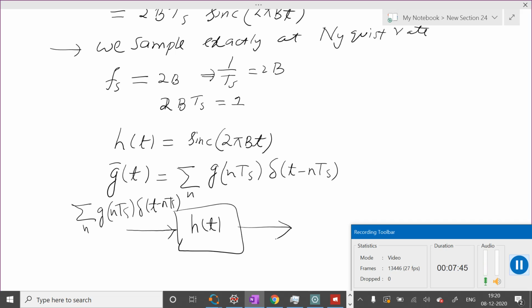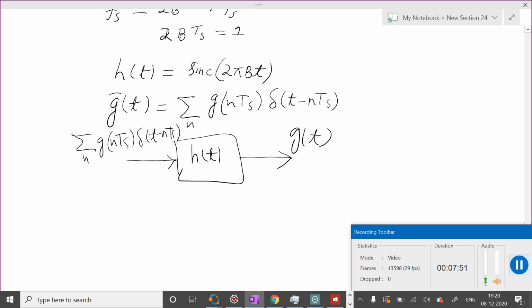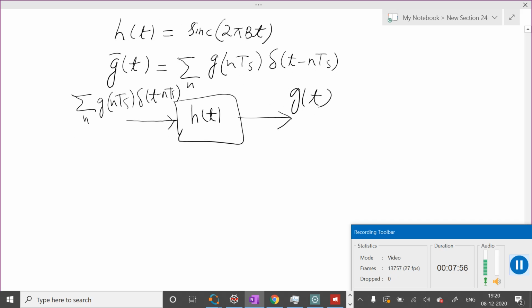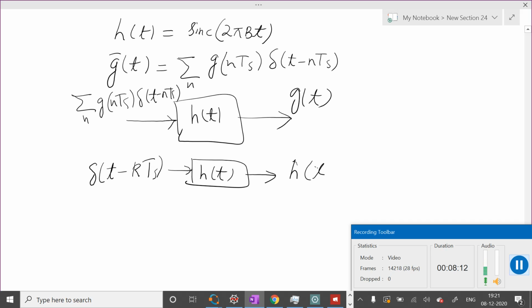So that will be g of t, definitely, right? Now again, a simple concept from signals and systems. If you pass delta function, delta of t minus kTs, to the filter h of t, the response will be h of t minus kTs. That is why it is called impulse response. Now if you look at this g bar of t, it is a sum of such terms.